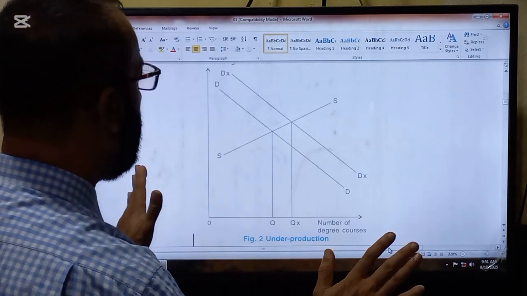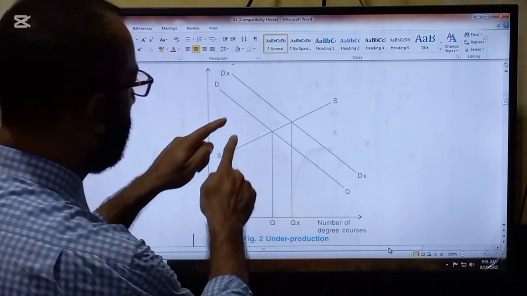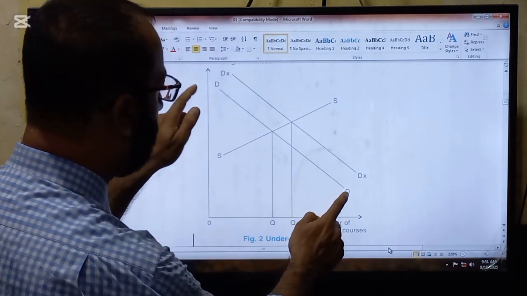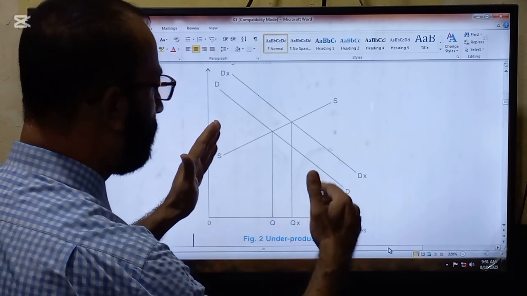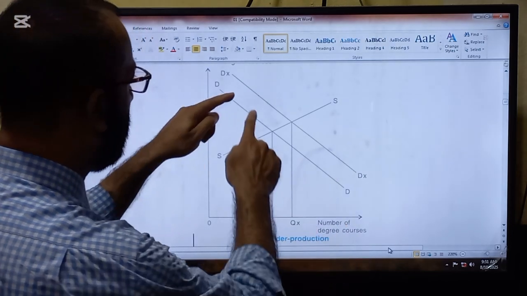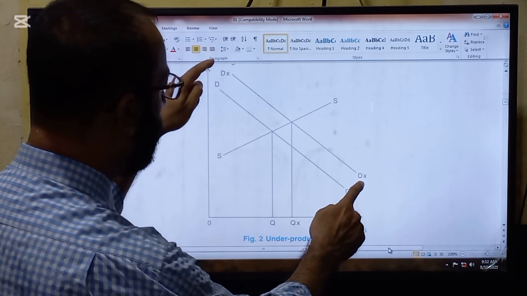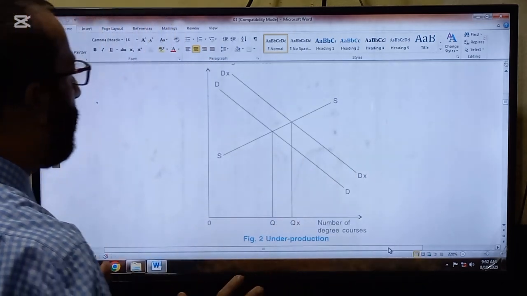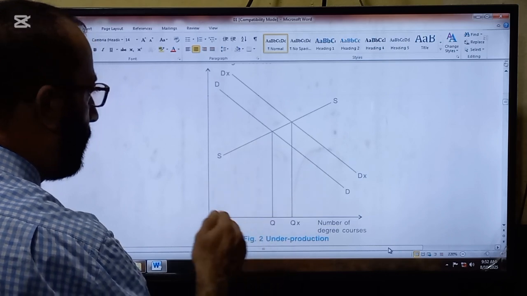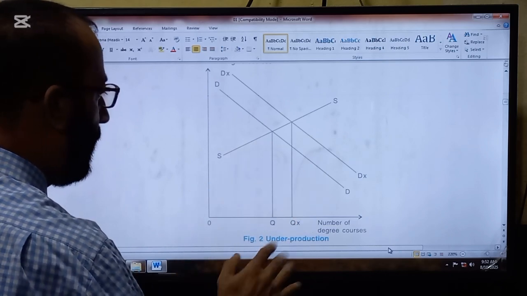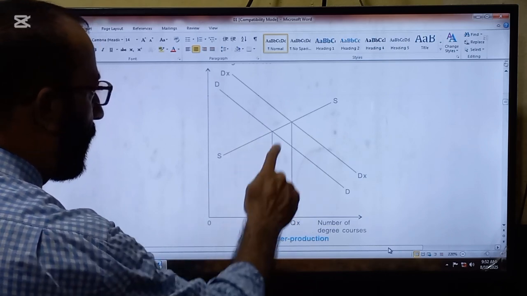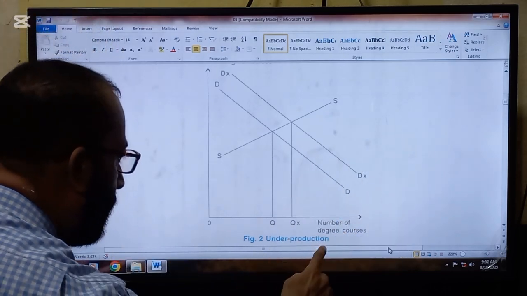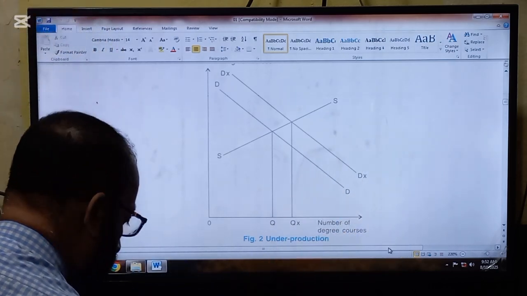So if left to the private benefits, this is the DD, which is the demand actually produced by the company, rather than this, which is the DX. DX is the demand that would be for the society. If left to the company, Q will be produced rather than QX, which is the demand of the society. So under production will be there.